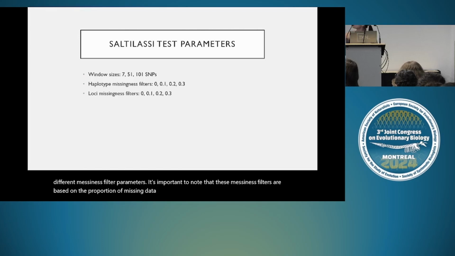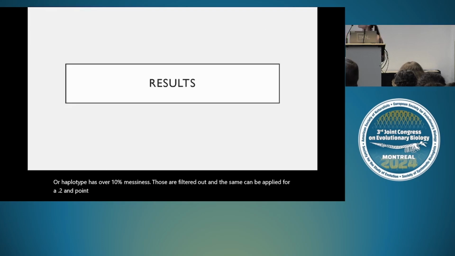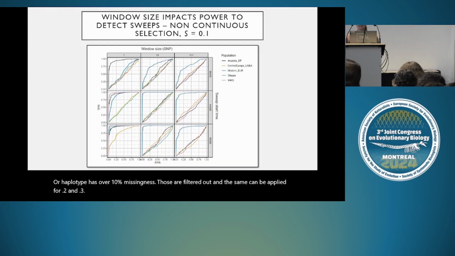So a missingness filter of 0 means that if there is any missing data at that specific locus or within that haplotype, those are filtered out. Similarly, 0.1 means that if a locus or haplotype has over 10% missingness, those are filtered out. And the same can be applied for 0.2 and 0.3. So on to our results.